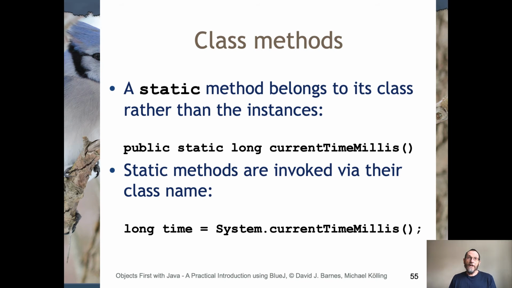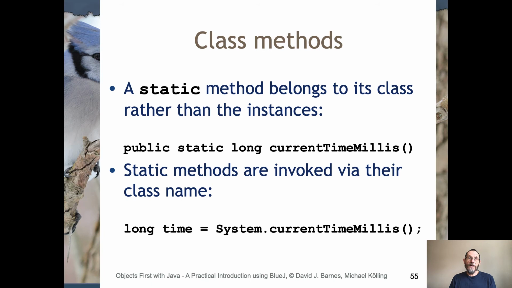Now, what a static method tells us is that this method requires no instance state. The method acts independently of any instances. It can only access static elements within the class definition.